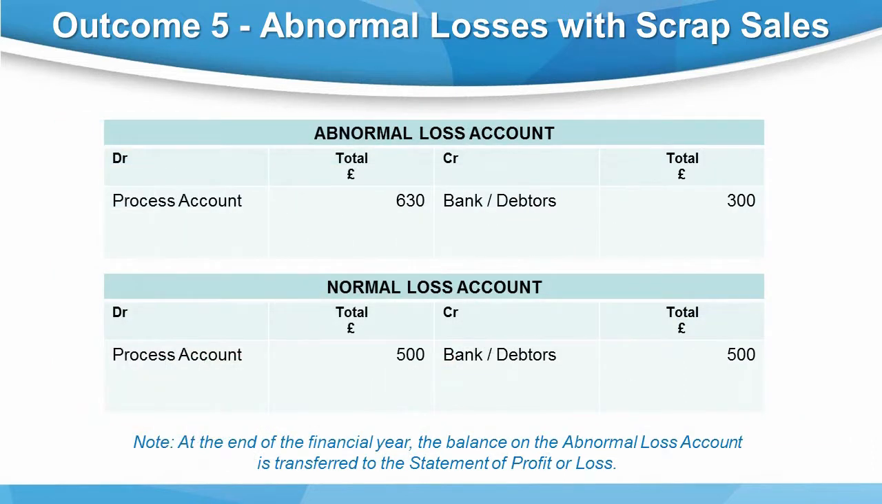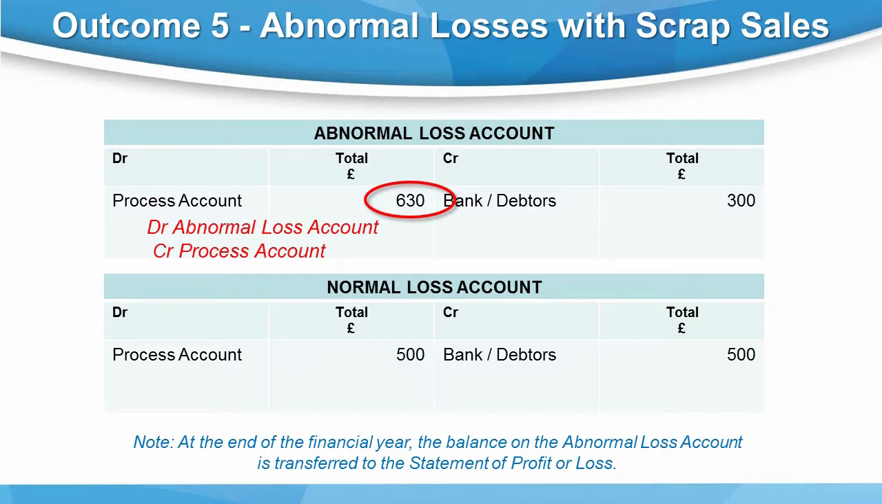If we look now at the normal loss account and the abnormal loss account, we can see how these two accounts have developed. The abnormal loss account is debited with £630. This is 600 kilograms multiplied by £1.05 from the credit side of the process account. However, it's also credited with the proceeds of selling the abnormal loss, which is 600 kilograms multiplied by 50p, or £300. This has the effect of reducing the amount of abnormal loss which is transferred to the profit and loss account.